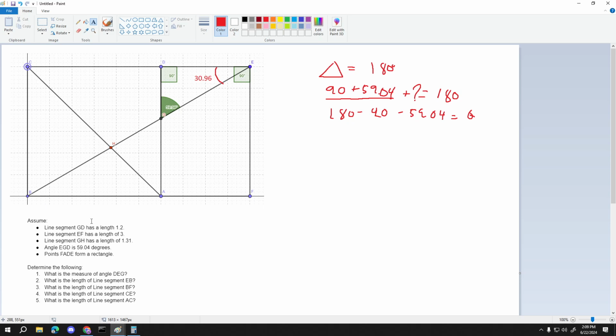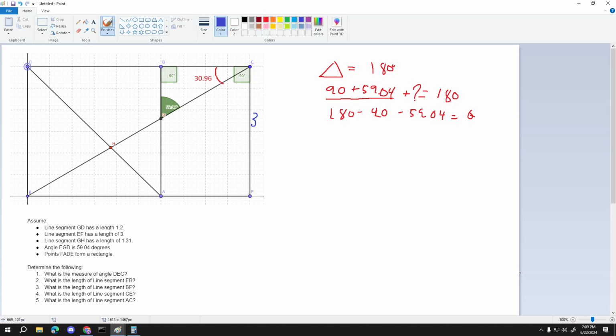So again, we have given EF. EF right here is 3. Let's make this here 3. Okay, this is 3 EF. What is the length of line segment EB?